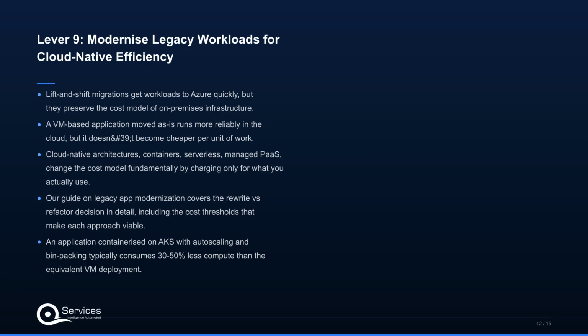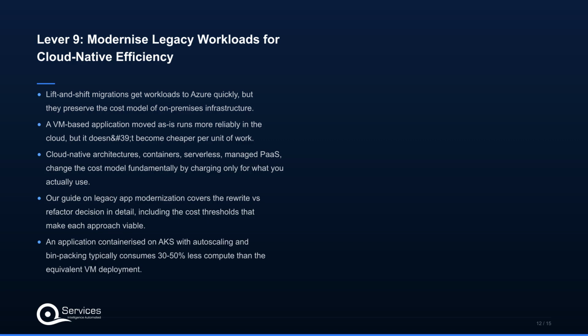Next up, Lever 9, modernize legacy workloads for cloud-native efficiency. Lift and shift migrations get workloads to Azure quickly, but they preserve the cost model of on-premises infrastructure. A VM-based application moved as is runs more reliably in the cloud, but it doesn't become cheaper per unit of work. Cloud-native architectures, containers, serverless, managed PaaS, change the cost model fundamentally by charging only for what you actually use.